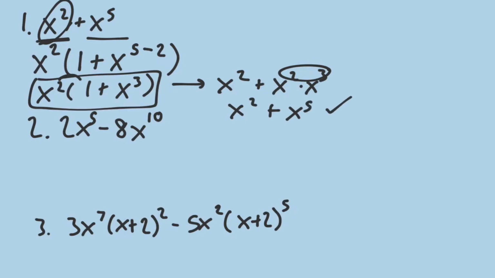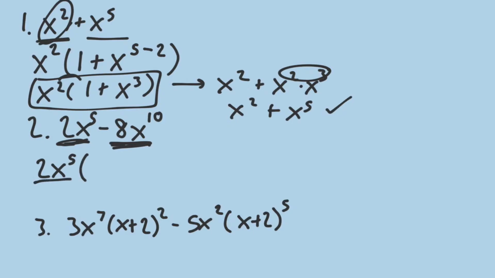The next one, we have a 2 and an 8, so the most that goes into that is 2. 2 multiplies into both 2 and 8. And then out of x to the fifth and x to the 10th, x to the fifth goes into both terms. So we have 2 terms total. This was our greatest common factor that we took out.